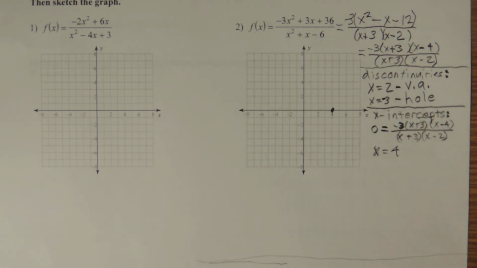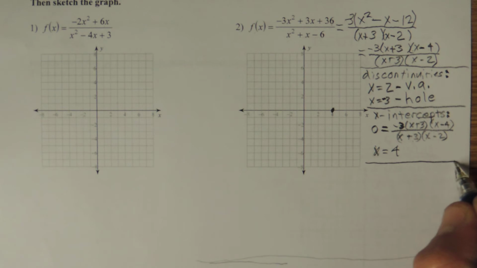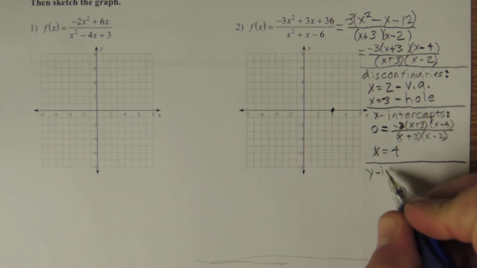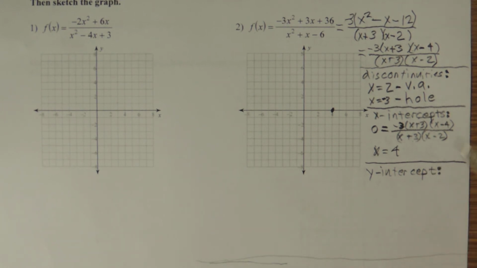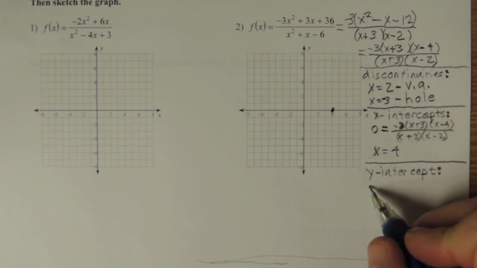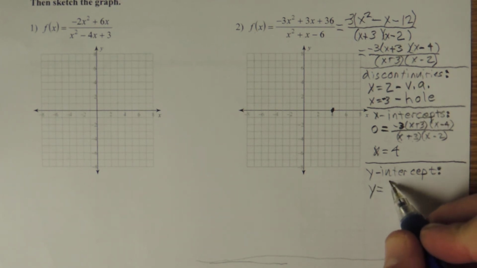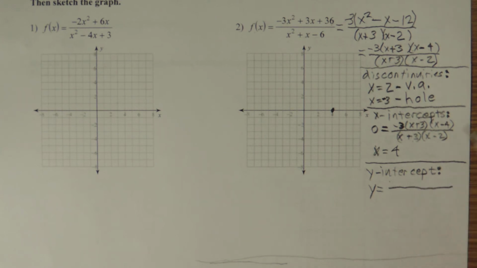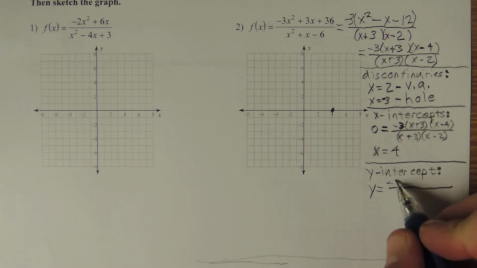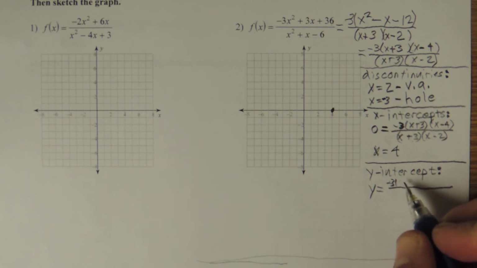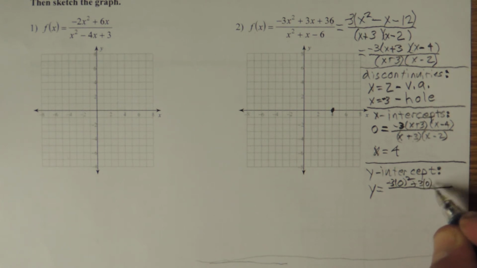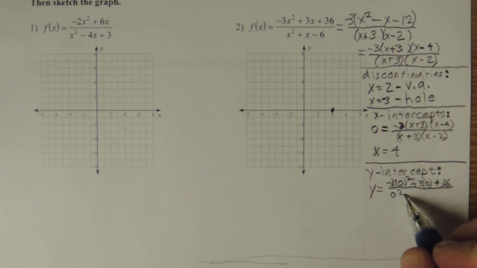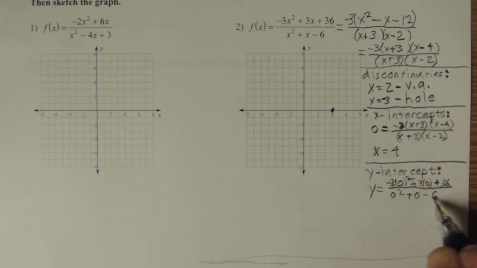Okay, now that you've found your x-intercepts, let's talk about the y-intercept. X-intercept is where y equals 0. Y-intercept is where x equals 0. And to get that, I'm going to go back to the original form of the equation. -3 times 0 squared plus 3 times 0 plus 36. And I'll divide by 0 squared plus 0 minus 6.